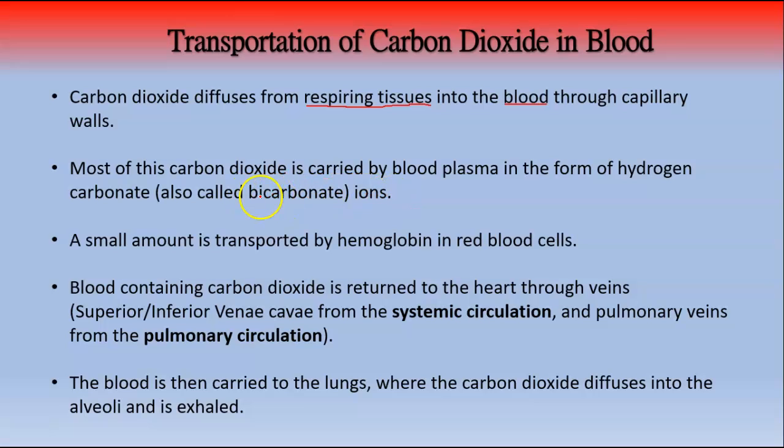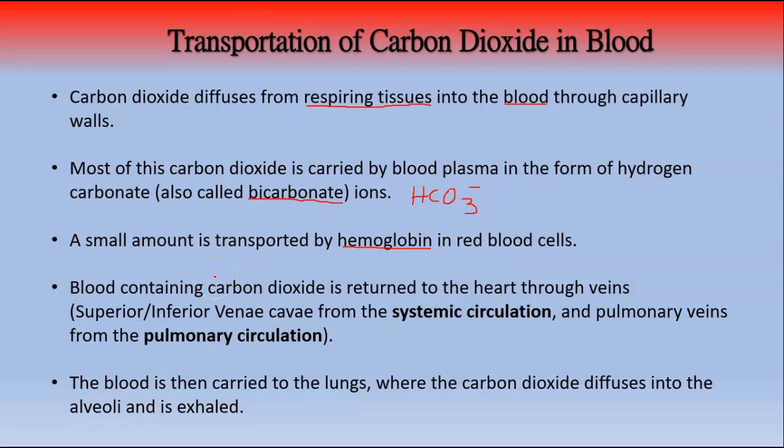And these hydrogen carbonate ions are also called hydrogen bicarbonate ions, or bicarbonate ions, HCO3-. So hydrogen carbonate is also called bicarbonate. Now, a small amount of carbon dioxide is also transported in hemoglobin. Remember, hemoglobin is a red pigment in blood, in red blood cells particularly.